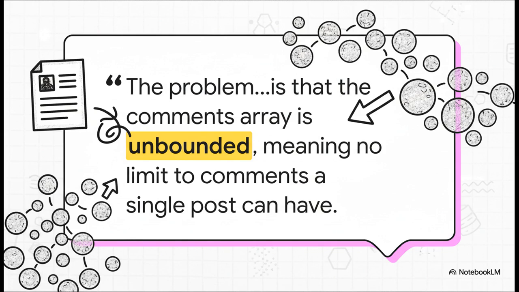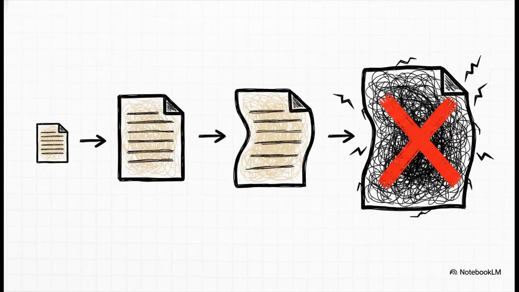But this is a total trap. As one developer put it perfectly, the problem is that the comments array is unbounded. There's no practical limit. A really popular post could easily get thousands and thousands of comments. This is a textbook anti-pattern. As that one single document just balloons in size, it becomes an absolute performance disaster. Every time you read it, every time you add a comment, it gets slower and it costs you more in resource units. This is a trap you absolutely, positively have to avoid.